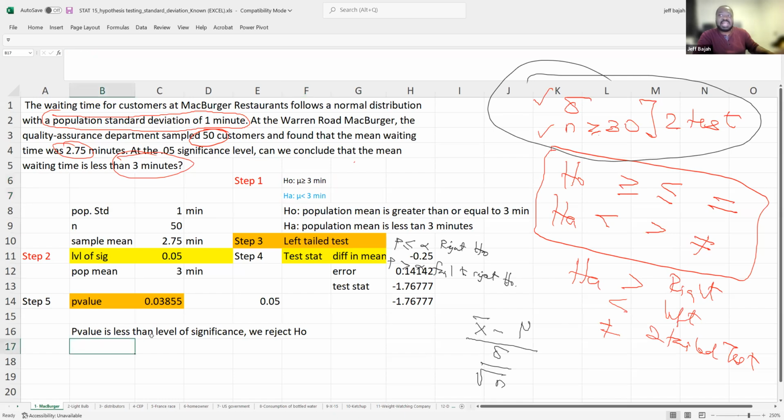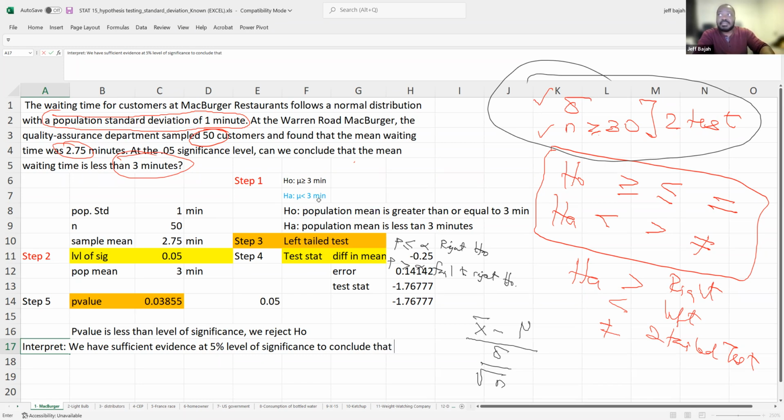So since the p-value is less than the level of significance, we reject H sub 0. So now we have to interpret the results. So we now say that we have sufficient evidence at 5% level of significance to conclude. And we're just going to look at what they say here. See, here they're saying, can we conclude that the mean is less than 3 minutes? Well, H sub A says the mean is less than 3 minutes. And that's what we are agreeing with, right? That's the mean waiting time is less than.